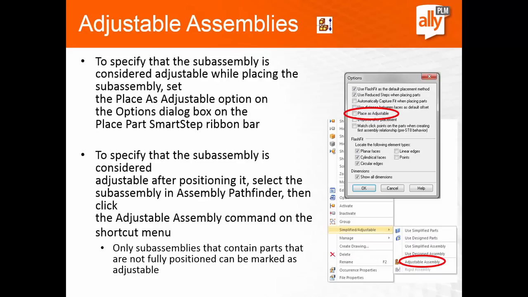So there are a couple of different ways that we can specify an assembly as an adjustable assembly. Upon placement of the assembly, if you are in the Assemble command and you go into the Options button on the command bar, there's an option to place as adjustable. Also, if you right click on a subassembly inside of a top level assembly, you have the option to come down to Simplified Adjustable and switch it between an adjustable assembly or a rigid assembly.